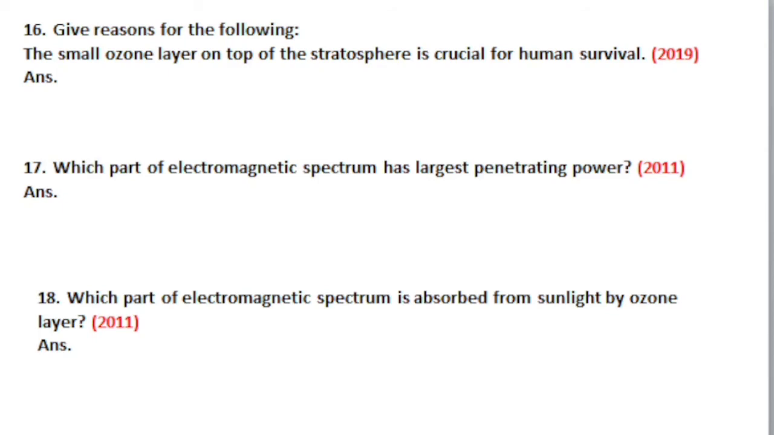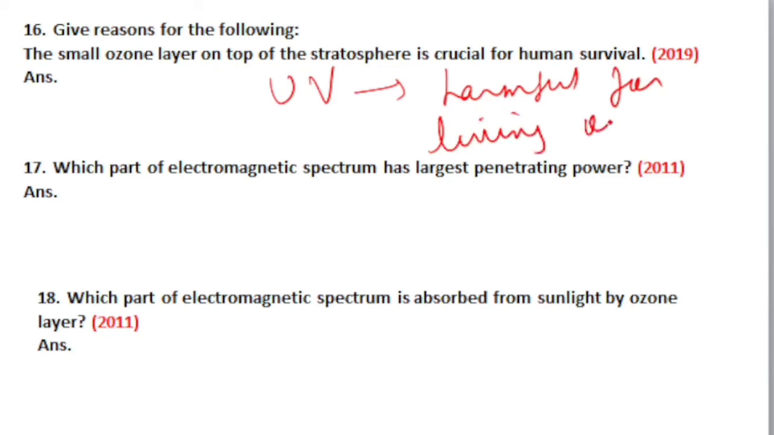Question 16 is, give reasons for the following. The small ozone layer on top of the stratosphere is crucial for human survival. Why? Because it absorbs a large portion of ultraviolet radiation which is harmful for living organisms on the earth, emitted by the sun. Hope it's clear to all of you.